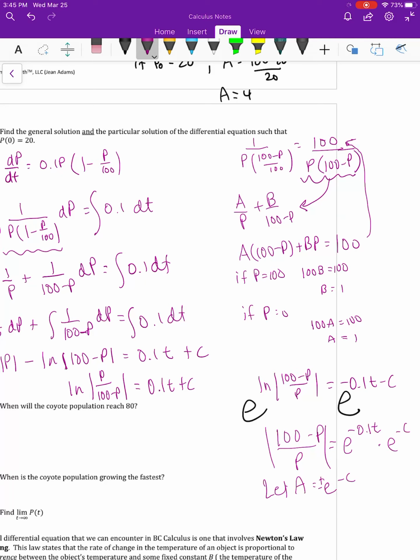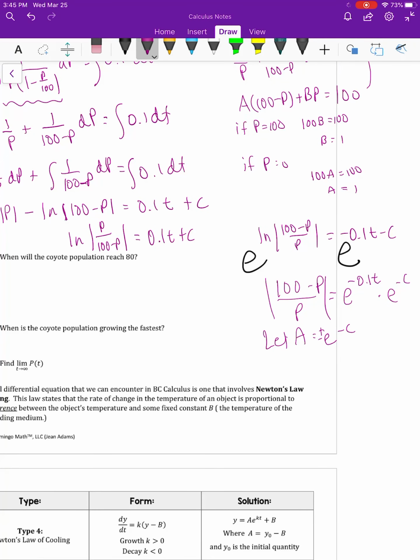We're going to let A equal, this is absolute value, we can say plus or minus e to the negative C. And then we would have 100 over P minus 1 equals A times e to the negative 0.1t. 100 divided by P equals 1 plus A times e to the negative 0.1t, and then solving for P.